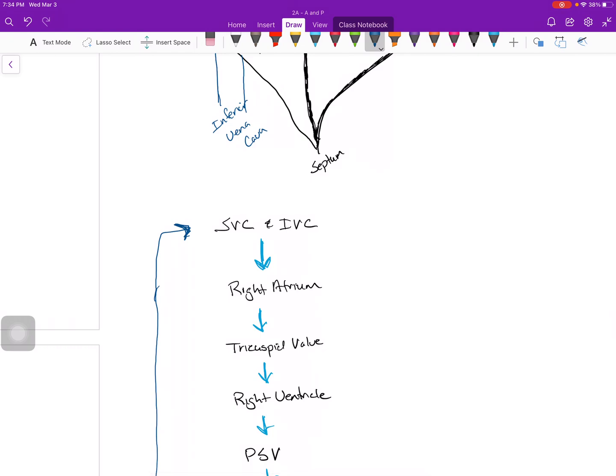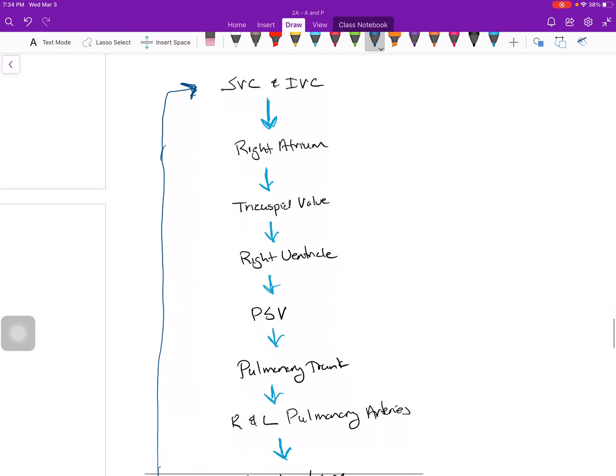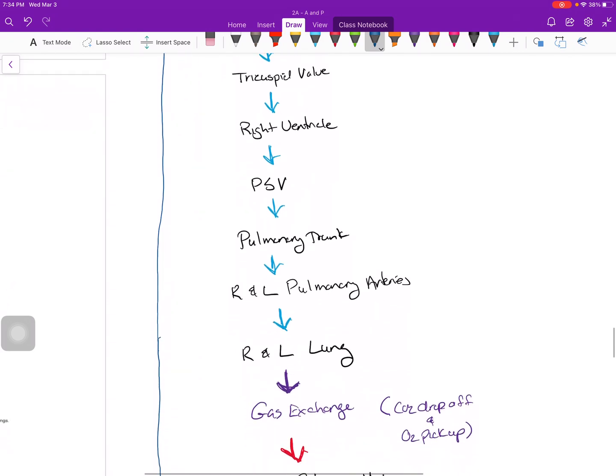The superior and inferior vena cava dump oxygen-poor deoxygenated blood into the right atrium. It goes through the tricuspid valve to the right ventricle, through the pulmonary semilunar valve, out the pulmonary trunk, branching into the right and left pulmonary arteries, going to the right and left lung. Gas exchange happens, guys. CO2 drop-off and oxygen pickup.